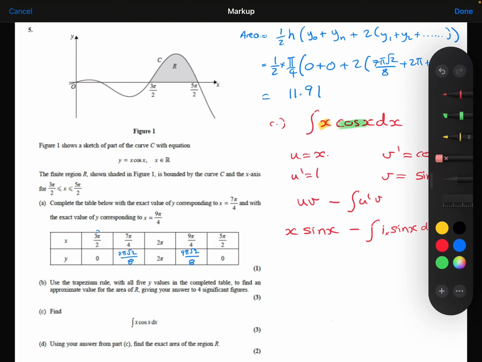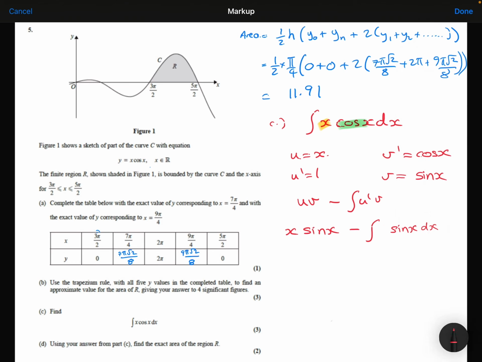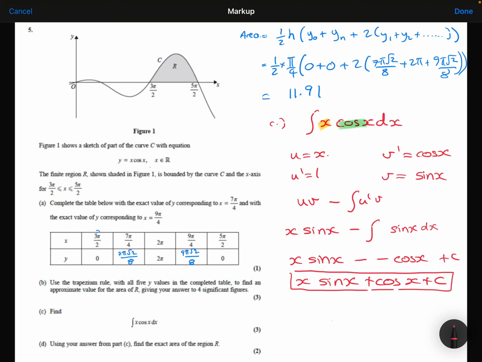1 times sine x is just sine x, and that's going to integrate easily. The sine x is going to integrate to be minus cos x, and the minus minus is going to make a plus. Not forgetting the constant of integration. So this is my answer for part C.